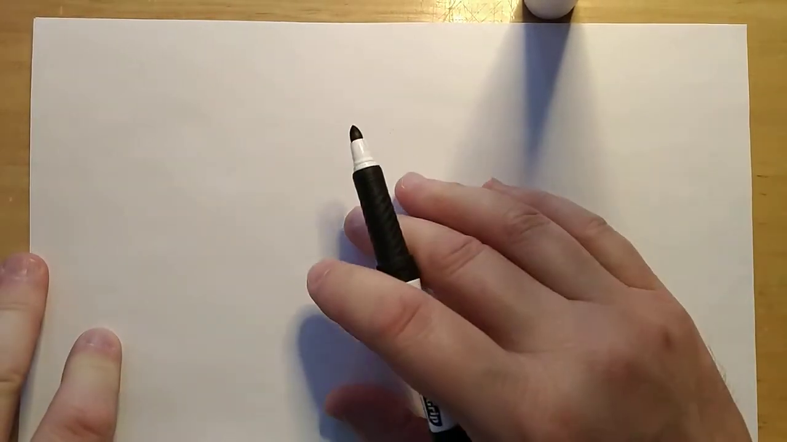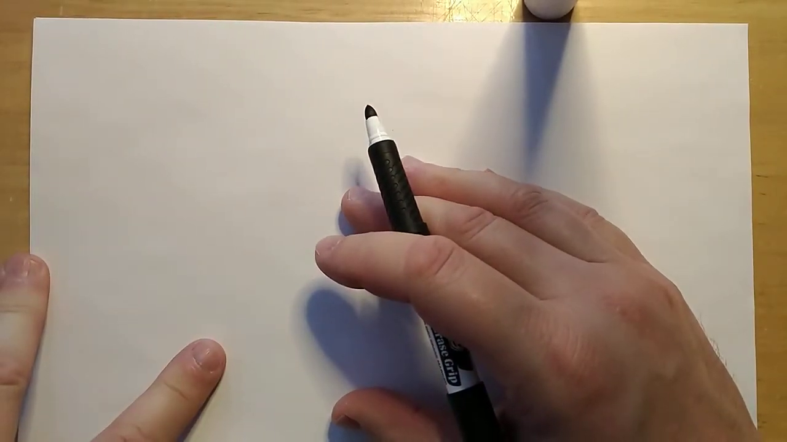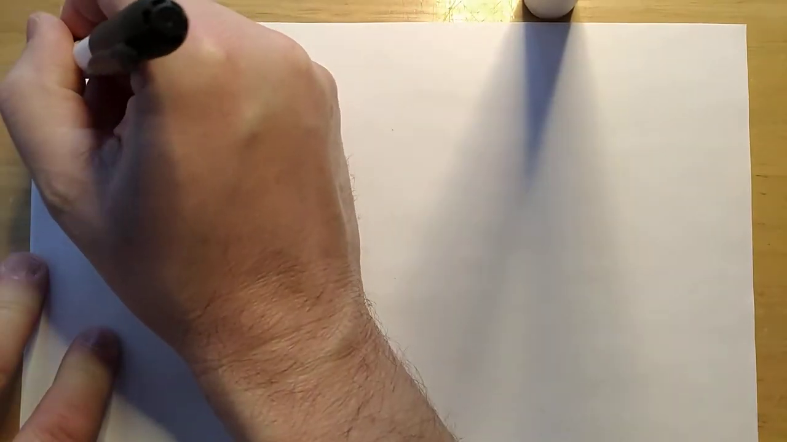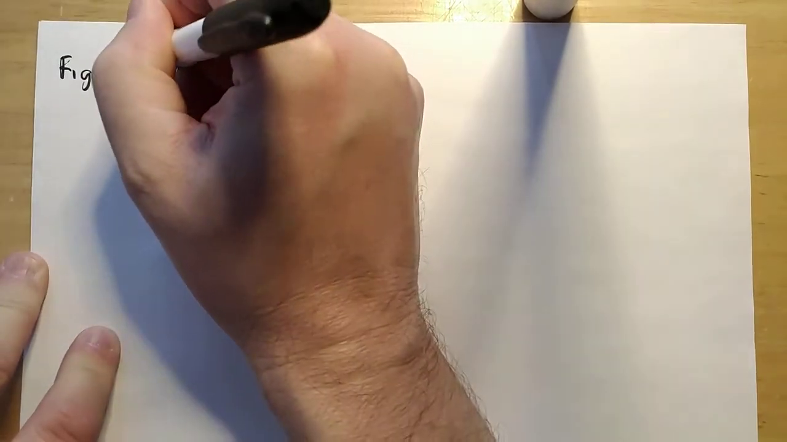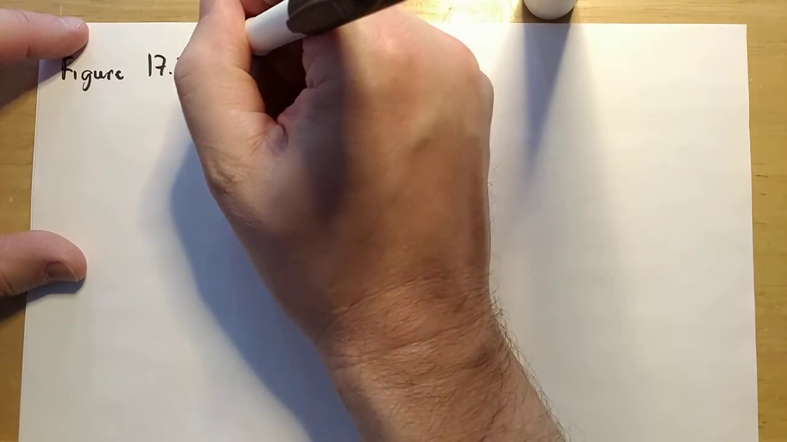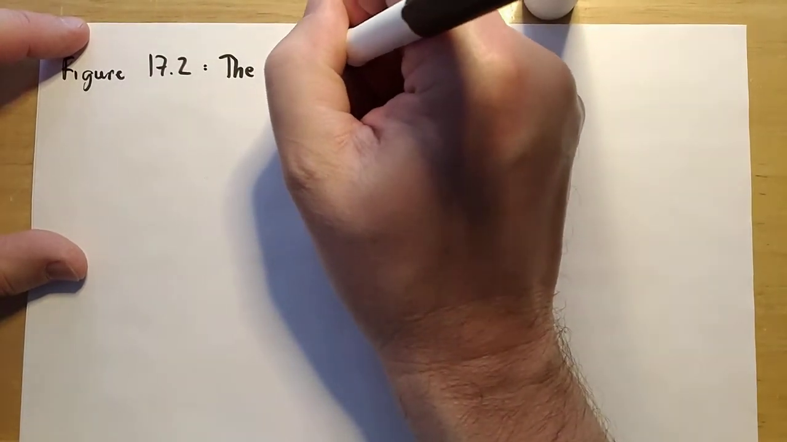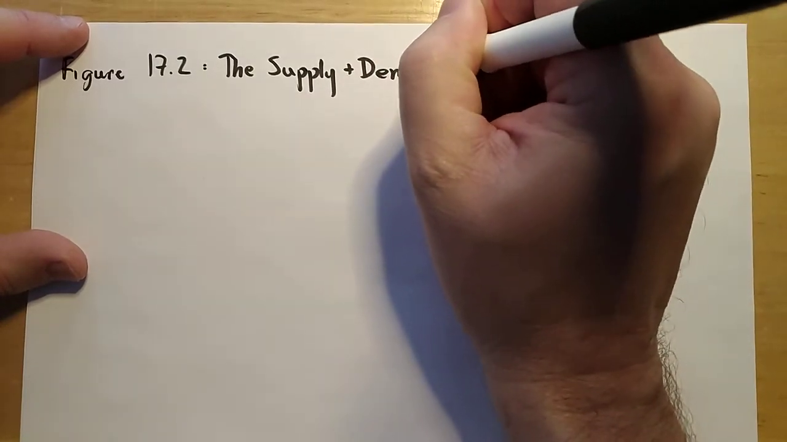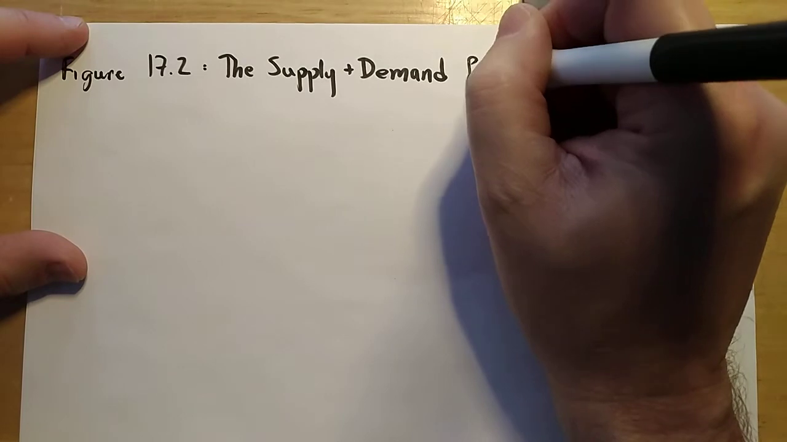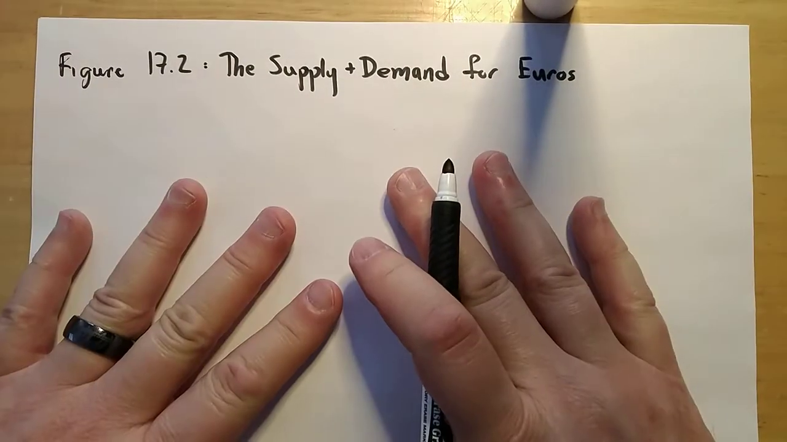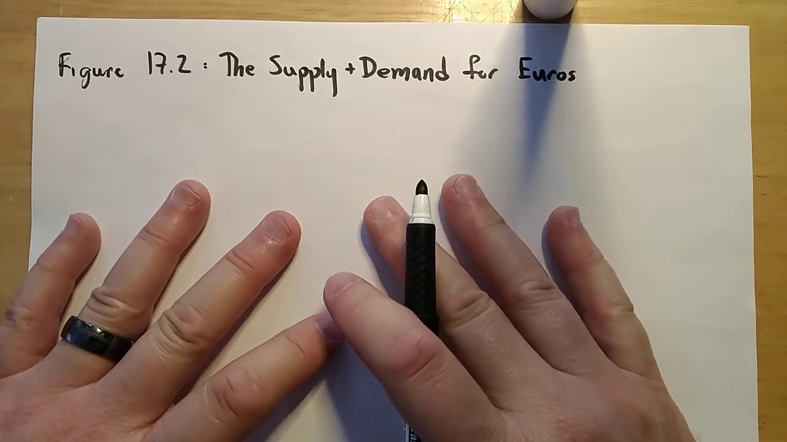I'm going to use the example of Japan, okay, and the text actually uses the example of euros and gives you a diagram, which is figure 17-2, and that is titled The Supply and Demand of Euros. And I think that diagram is too weak to be really useful for you. So I'm going to build on that in this little lecture here and do it in terms of yen. Okay.